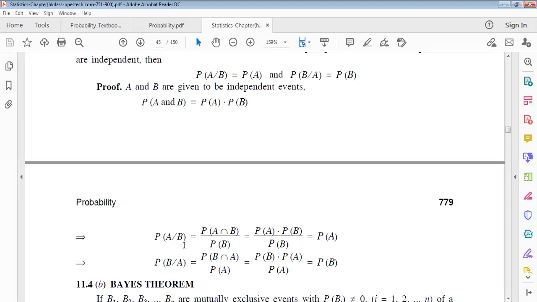Similarly, probability of B when A has happened is probability of B intersection A divided by probability of A. Then probability of B intersection A means probability of B into probability of A. Probability of A cancels, then it equals probability of B. That means we get probability of B when A has happened equals probability of B. Clear?